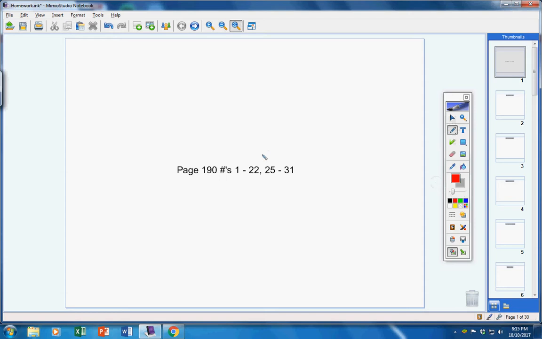Algebra 1 students, turn to the Chapter 3 review sheet. Let's jump right into this. First of all, numbers 1 through 8. Actually, numbers 1 through 22. So the first 22 problems that we are going to do are all solving equations. Okay, so here we go.